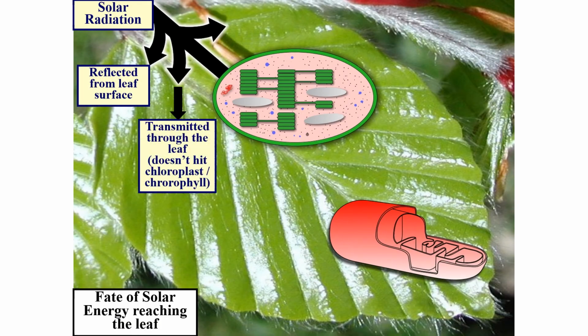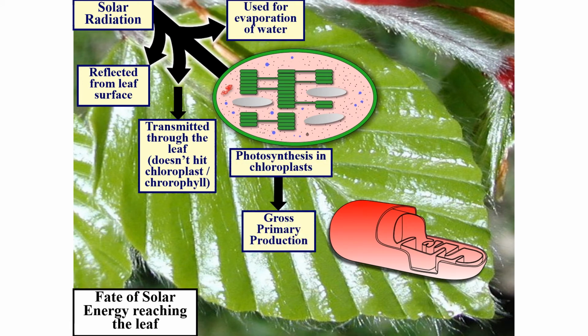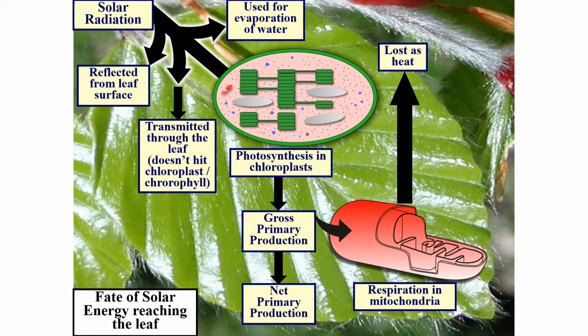This just shows the same thing, but what this shows as well is the gross and net primary productivity. So it's showing us here the fate of the solar energy reaching the leaf. So we've got all of this solar radiation coming in here at the top. Some is used for evaporation of water, so some might heat up water on the surface of the leaf and cause it to evaporate and cool the leaf as it does so. Some is reflected from the leaf surface. Some, as we said, is transmitted through the leaf. It doesn't hit a chloroplast or chlorophyll.